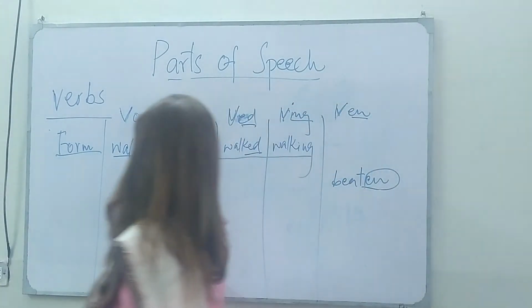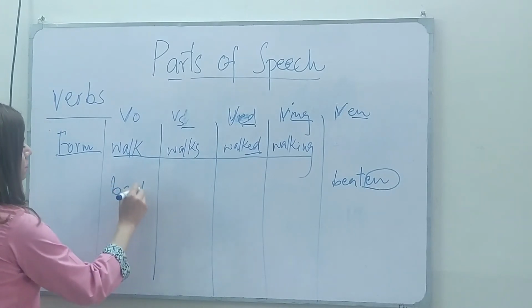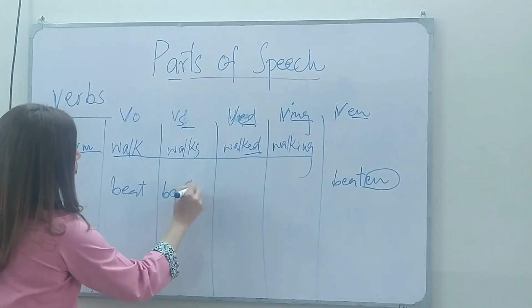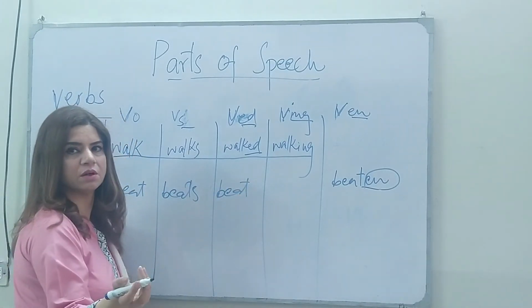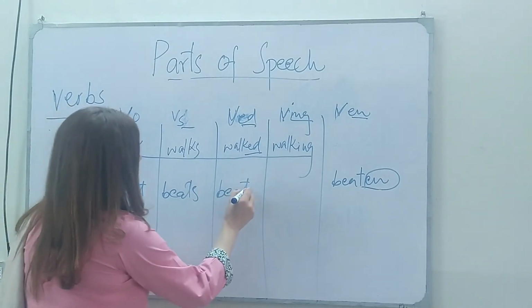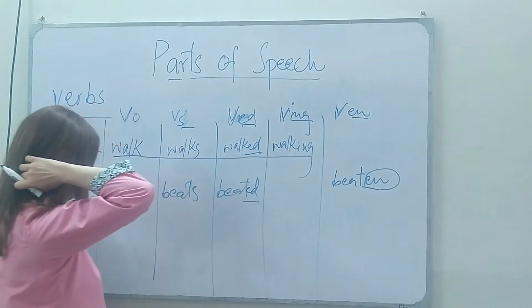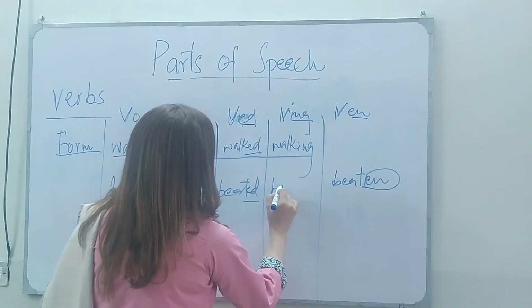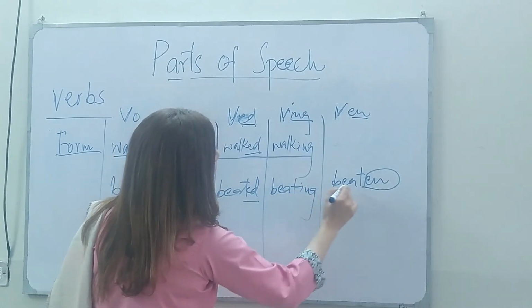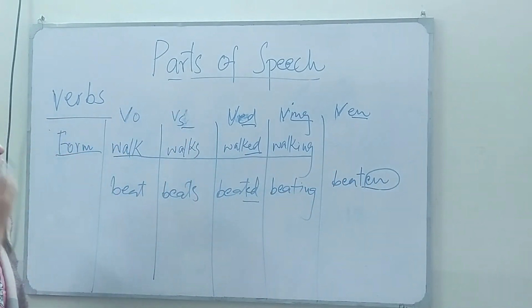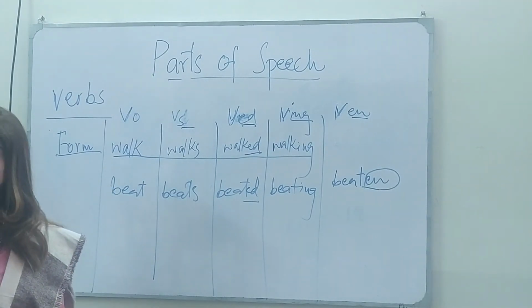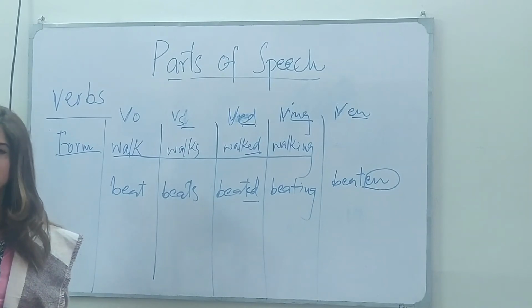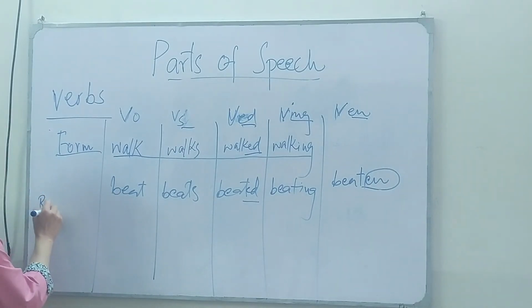The first one will be beat, beats for present simple, beat, beated for past tense, beating for ing form, and beaten for past participle or the 5th form of the verb. Basically, verbs have 2 types when we talk about their forms. One is called regular and another one is called irregular.